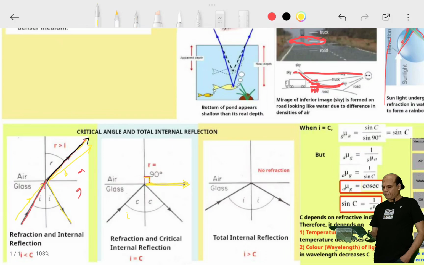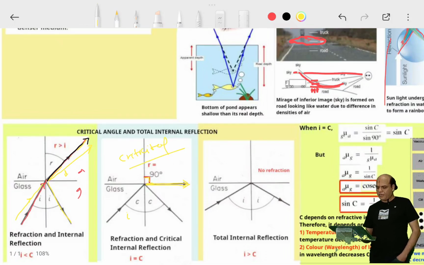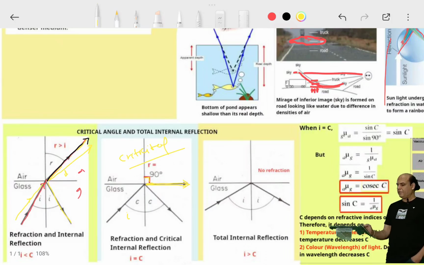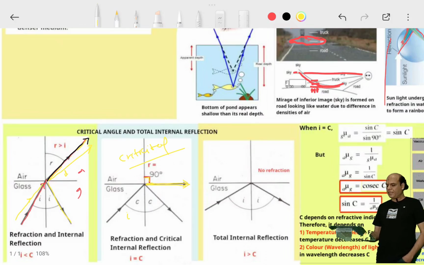So this is called critical angle. The angle of incidence at this juncture is called critical angle. Okay. So what is critical angle? It is the angle of incidence at which the refracted ray follows the direction along the boundary of the media, or in other words, making 90 degrees with the normal at the point of incidence.